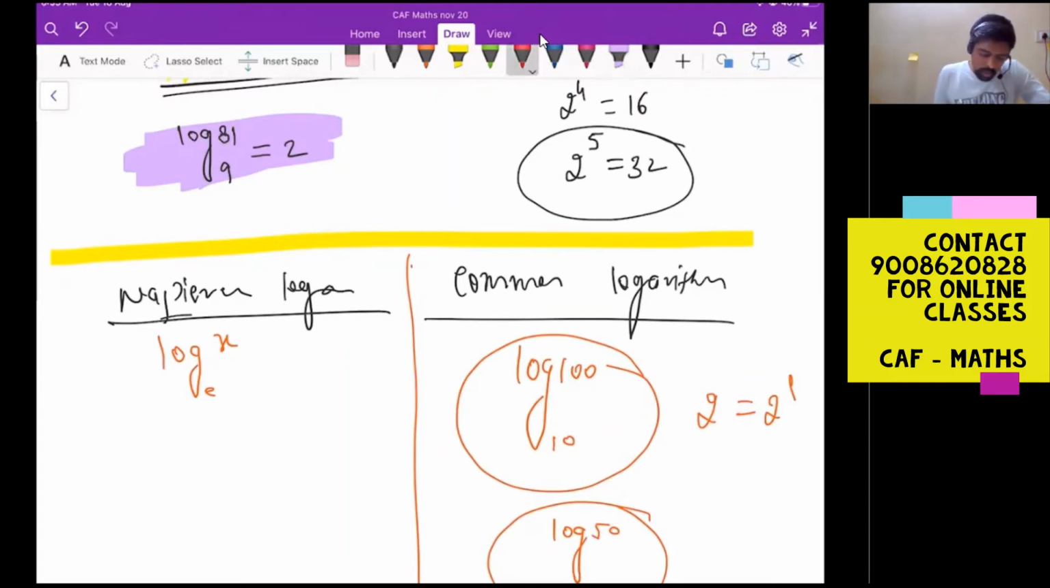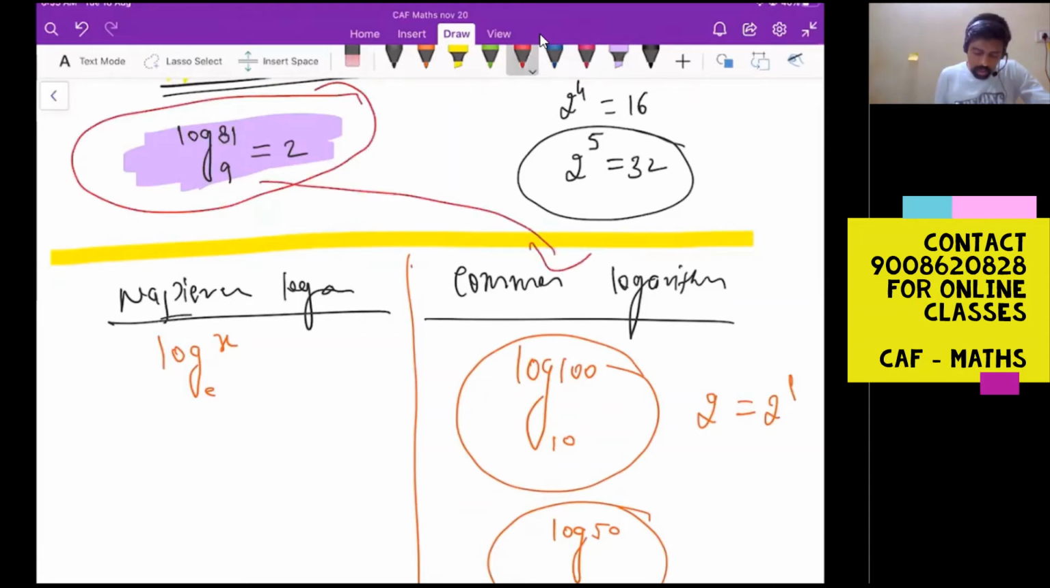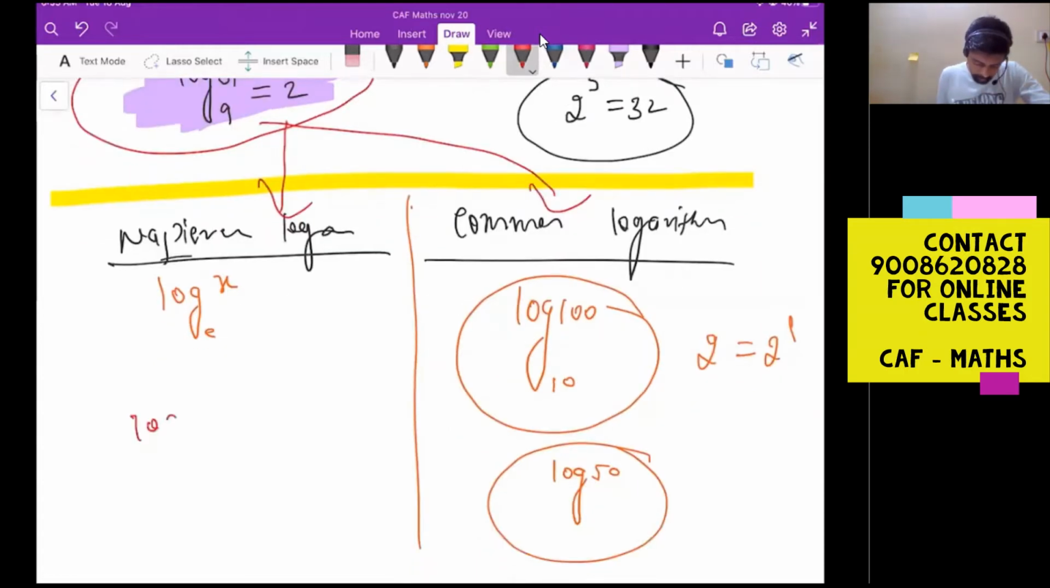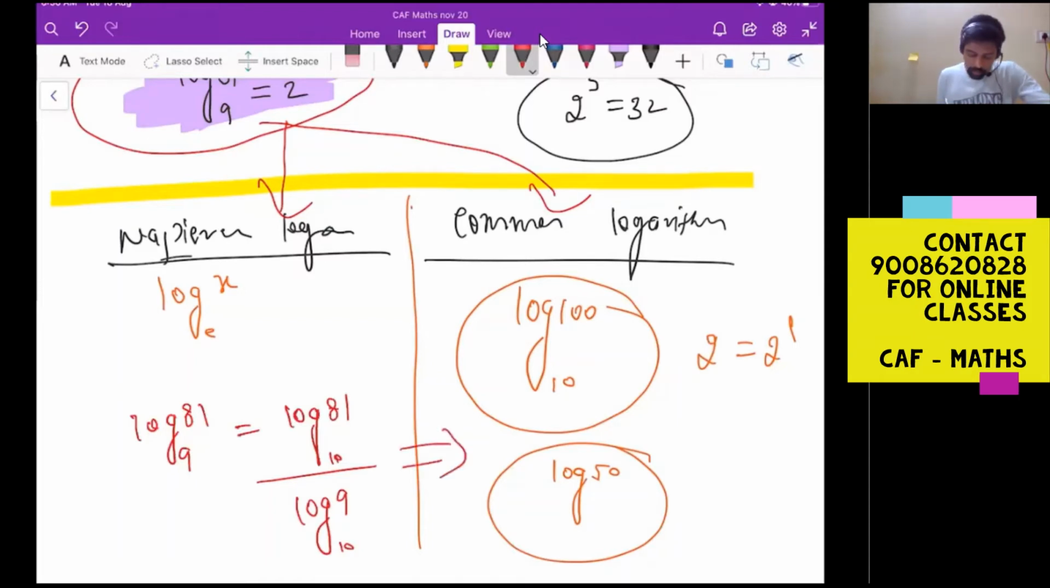Okay, so now we can convert this into common logarithms and Neperian logarithms. If you want to convert log 81 to the base 9 into common logarithms, you can simply write it like this: log 81 divided by log 9. Here you can write the base as 10. If you write the base as 10, it becomes common logarithms. If you write the base as e, you will get Neperian logarithms.